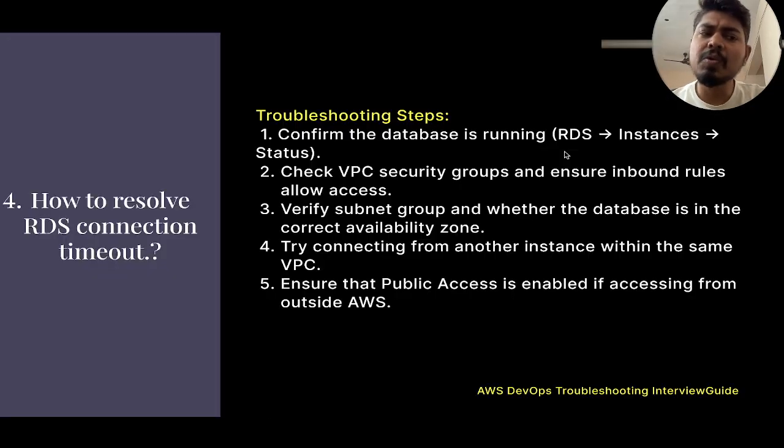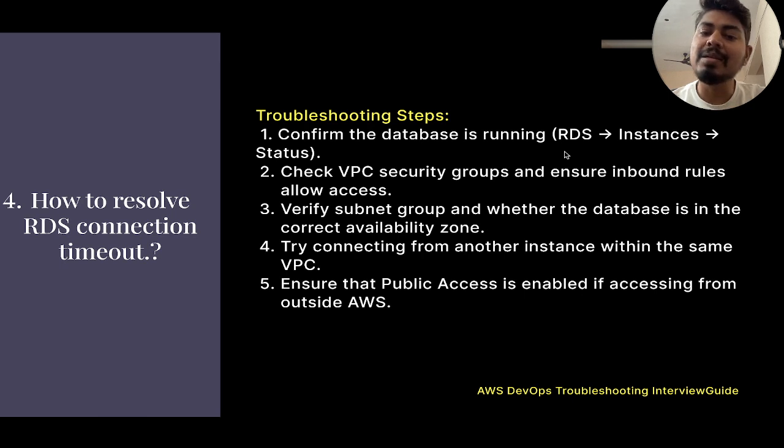Next issue is how to resolve the RDS connection timeout issue. Your application is getting a connection timeout kind of error. How do we troubleshoot this? First of all, confirm the database is running. Go to RDS, go to the instance and check the status. Check the VPC security group and ensure the inbound rules allow access correctly. Verify the subnet group and whether the database is in the correct availability zone or not.